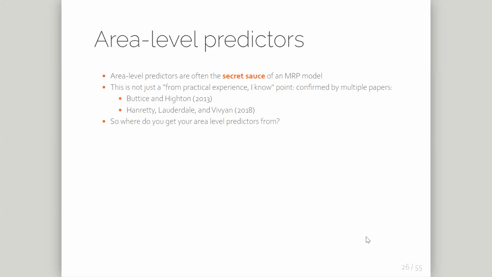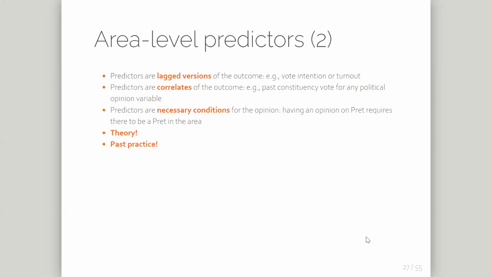So where do you get these predictors from? They might be lagged versions of the thing you're trying to model. They might be obvious correlates. So if you're asking some question about ideology, then the Labour or Conservative vote shares, or Democrat or Republican vote shares, might be obvious correlates. They might be necessary conditions for a particular type of opinion.